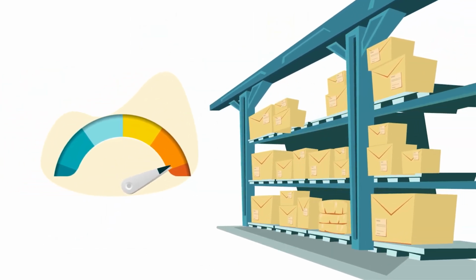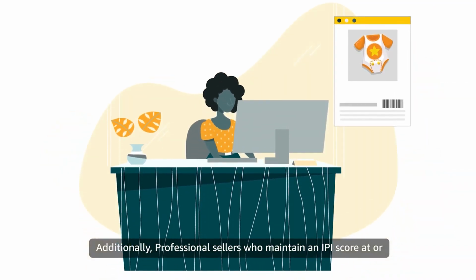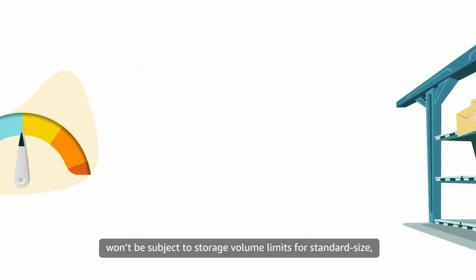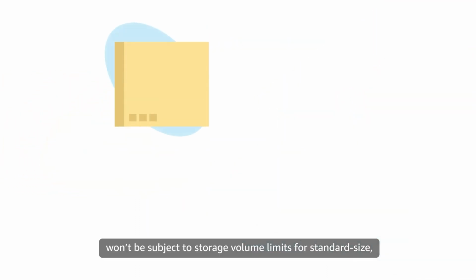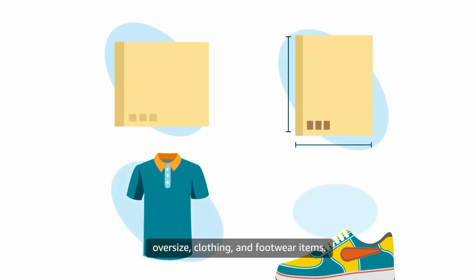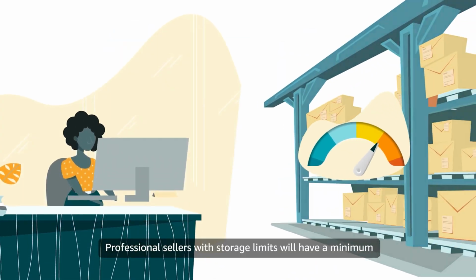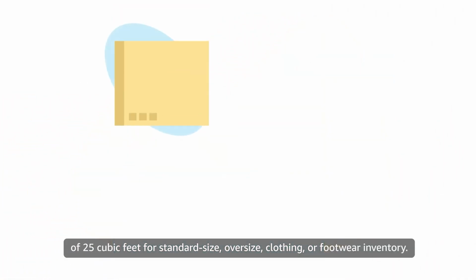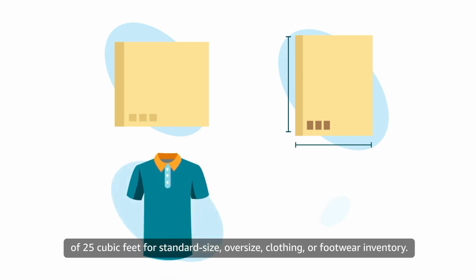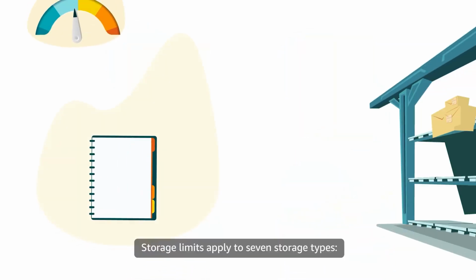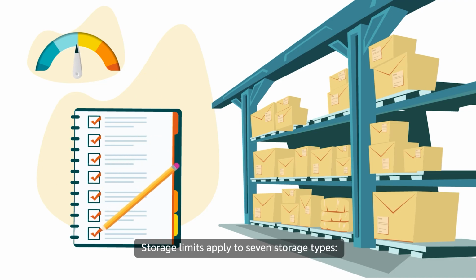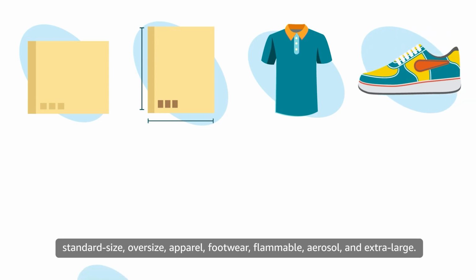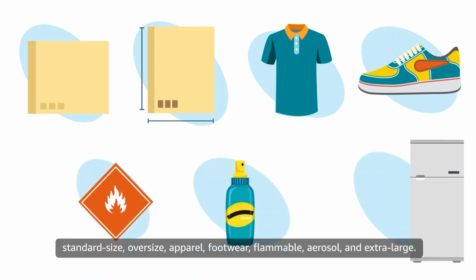Additionally, professional sellers who maintain an IPI score at or above the required threshold won't be subject to storage volume limits for standard size, oversize, clothing, and footwear items. Professional sellers with storage limits will have a minimum of 25 cubic feet for standard size, oversize, clothing, or footwear inventory. Storage limits apply to 7 storage types: standard size, oversize, apparel, footwear, flammable, aerosol, and extra large.